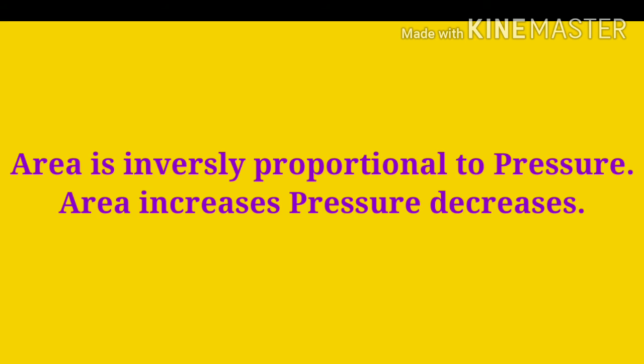The answer for this question is, we know that pressure is nothing but force by area. Area is inversely proportional to pressure, means as area increases, pressure decreases. So to decrease the effect of pressure, the school bags have broad handles, as well as the lorries which are carrying heavy loads have more number of tires.